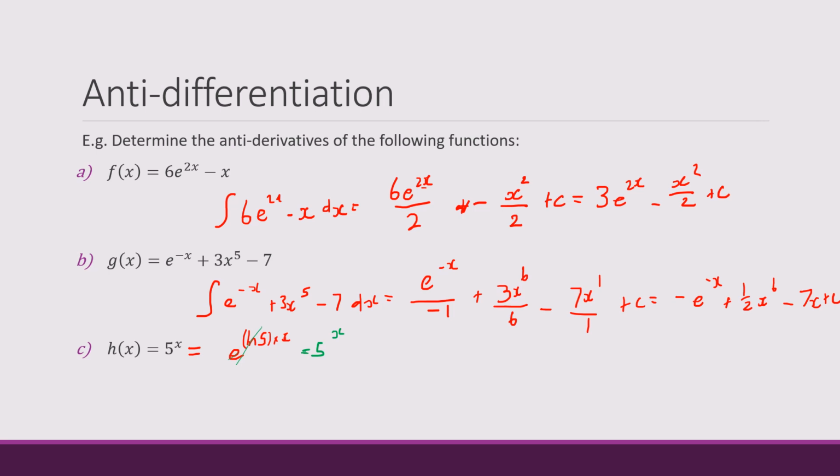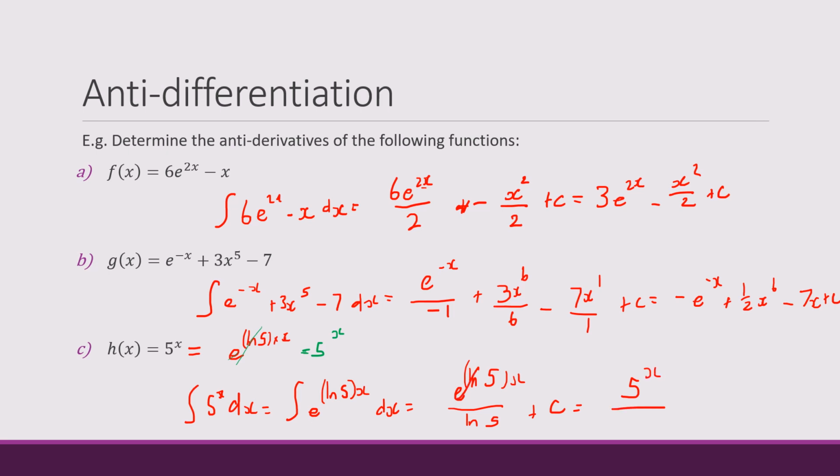So the integral of 5 to the x dx is the same as the integral of e to the natural log 5 x dx, which equals e to the natural log 5 x over natural log 5 plus c. Now e to the natural log 5 looks a little bit gross there, so I'll make that simpler. Those cancel, so it's 5 to the x over natural log 5 plus c.